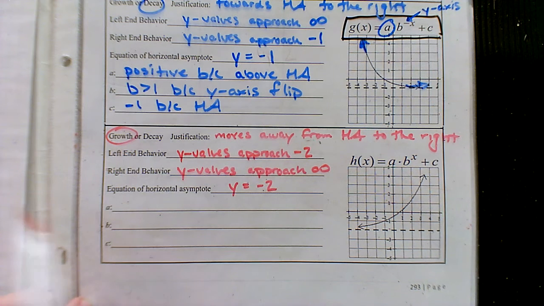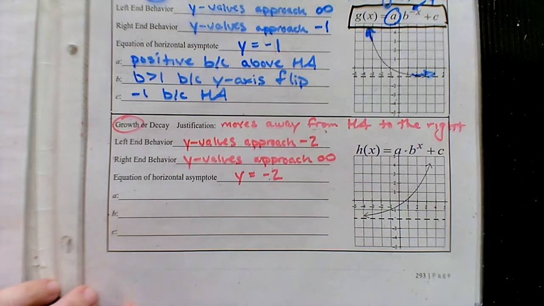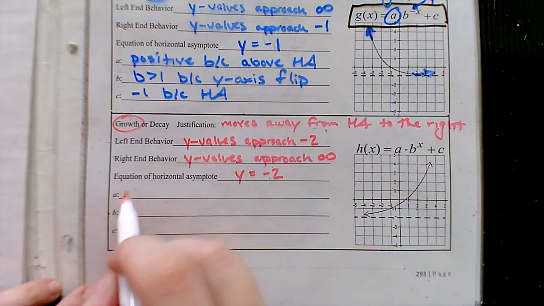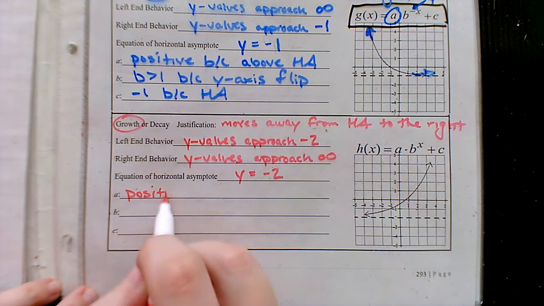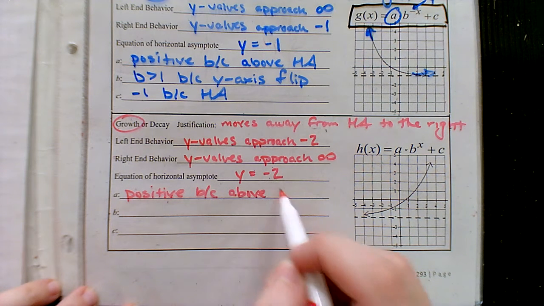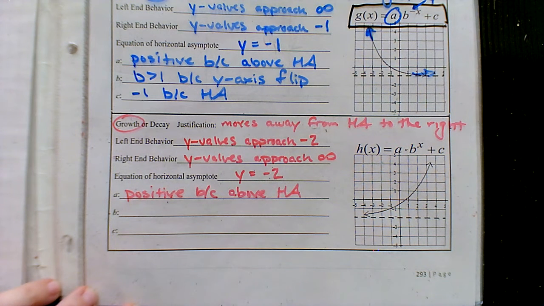How do we do on the first 4 characteristics? Pretty good? All right. Any takers for A, B, or C? Let's not all jump at once. Yeah. A is positive, so it's above the horizontal asymptote. Okay. How did we do for A? Good? Okay, any takers for B or C?